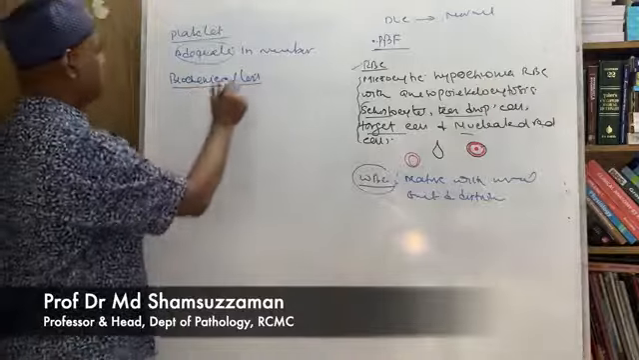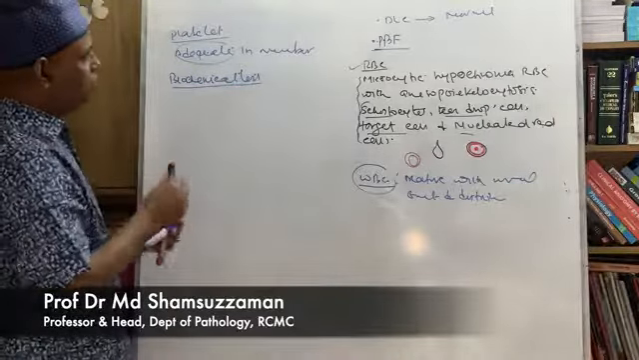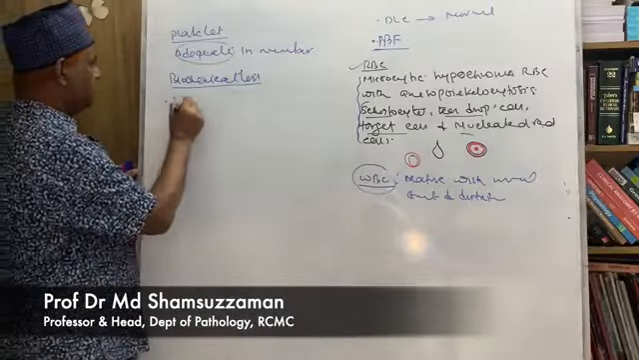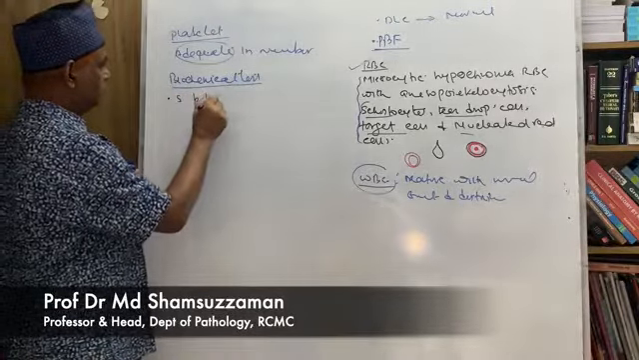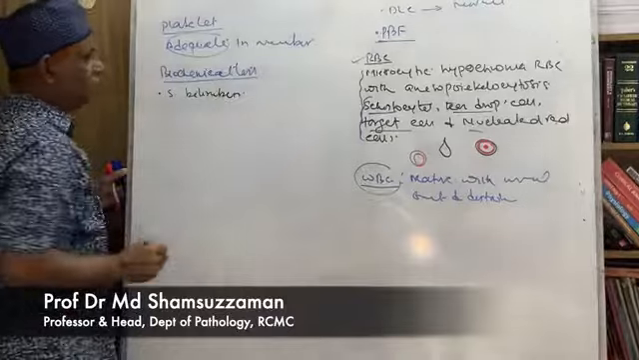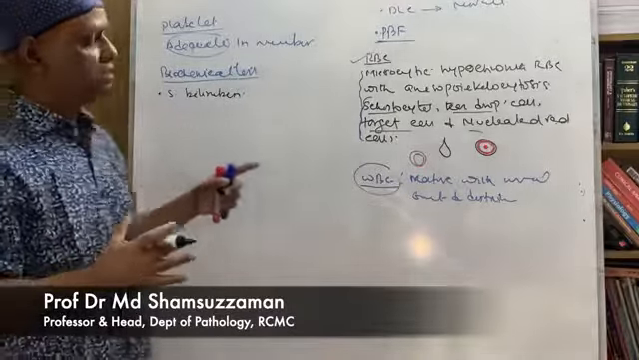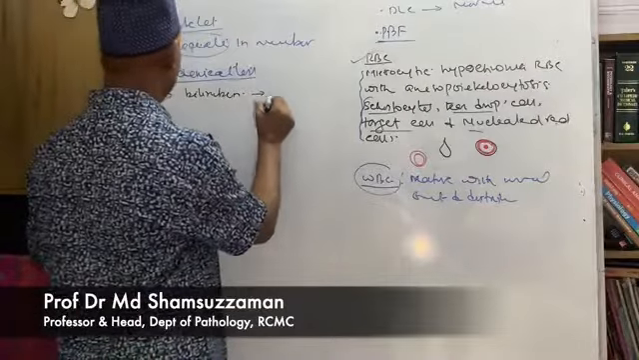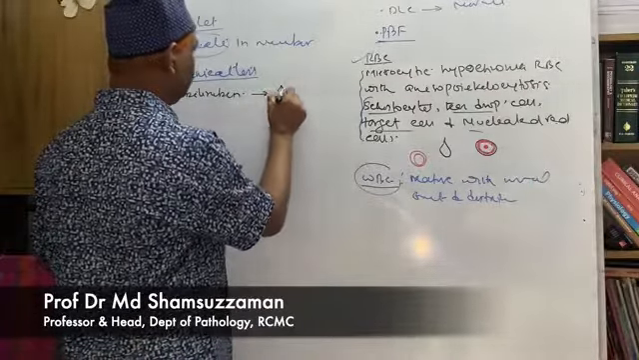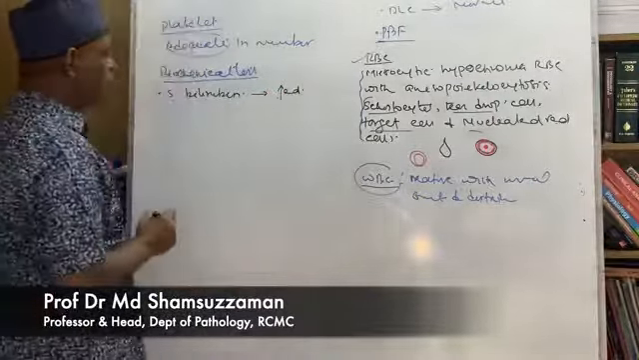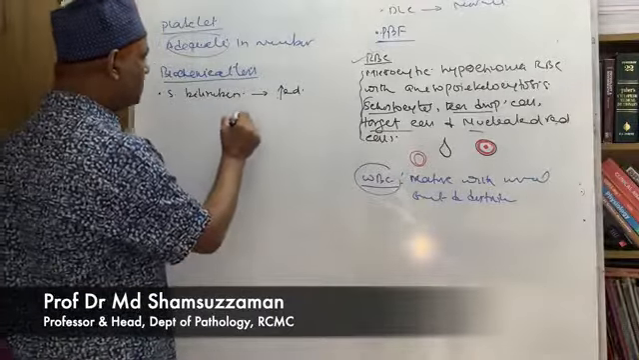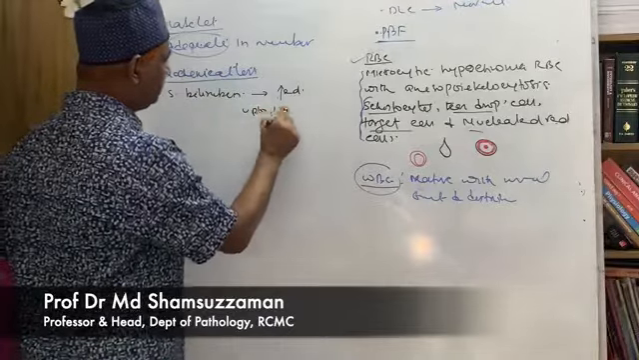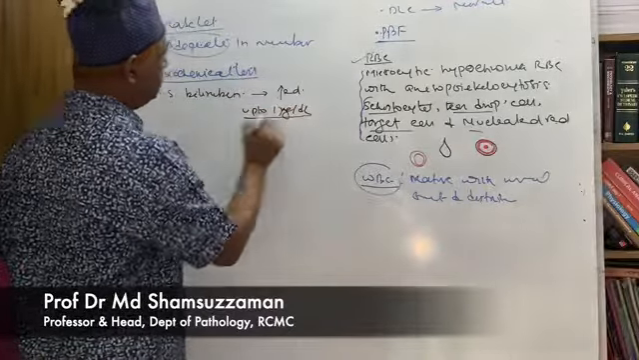What biochemical tests do we do to diagnose thalassemia? Number one, serum bilirubin. Dear audience, you know it is nothing but hemolytic jaundice. So there will be elevation of serum bilirubin. It is elevated. You know, normal bilirubin is up to 1 milligram per deciliter of blood. So it will be raised.